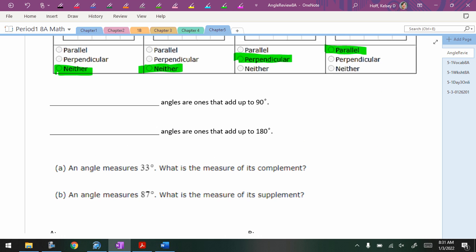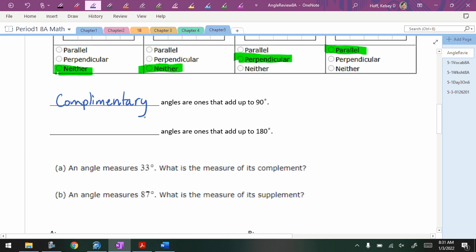All right. Blank angles are ones that add up to 90 degrees. Anybody know? Complementary. C-O-M-P-L-I-M-E-N-T-A-R-Y. Complementary. Complementary angles add up to be 90 degrees.